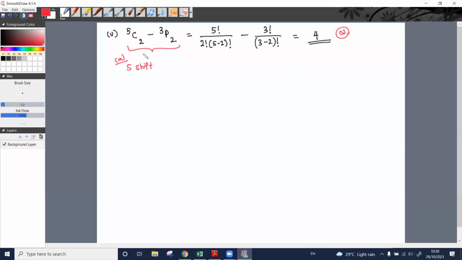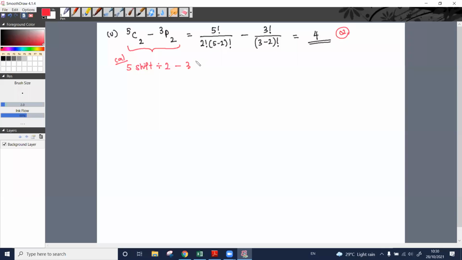and then right above the division button you can see nCr. It means to get C, nCr, you need to press division with shift. Then 2, minus, then we need to give this one, 3P2.